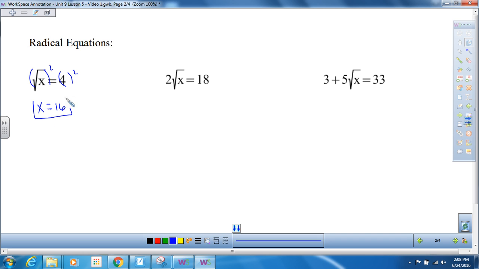Okay. And if you plug that back in to check, the square root of 16 equals 4. So we're good.